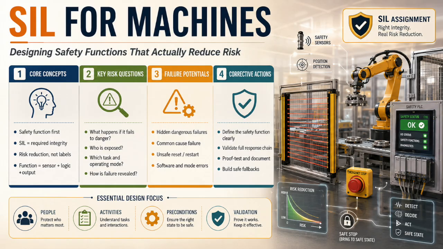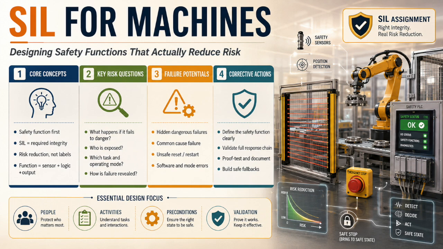It tells future engineers why the function exists, what accident it prevents, what assumptions were made, what SIL was assigned, what tests prove it, and what changes would invalidate it. If the SIL basis cannot be reconstructed, the design is not auditable. And if it is not auditable, it is fragile.